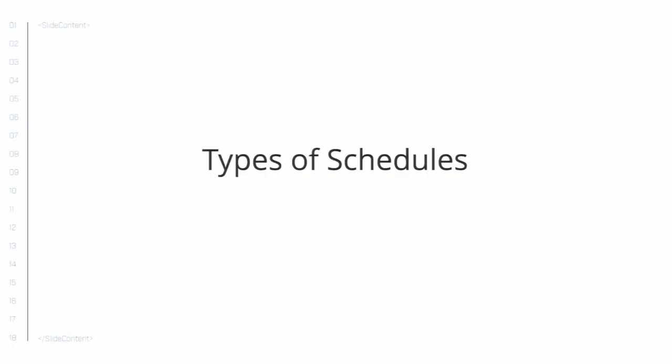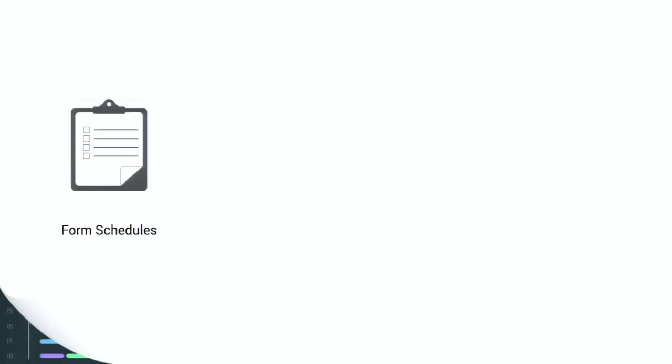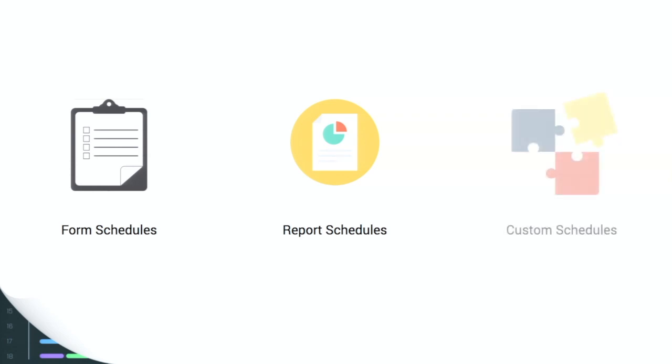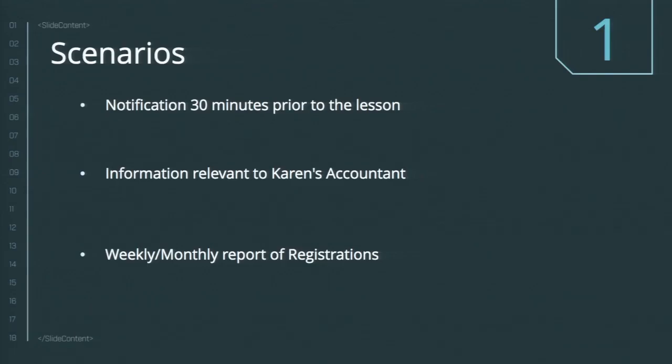So there are three major types of schedules. One is the form schedule, the other is the report schedule, and the last is the custom schedule. I'm not sure if we'll have the time to build them, but I'll be sharing the DS file with the instructions on how to build each and every schedule, and I'll be showing you how I've built the schedules in this session.